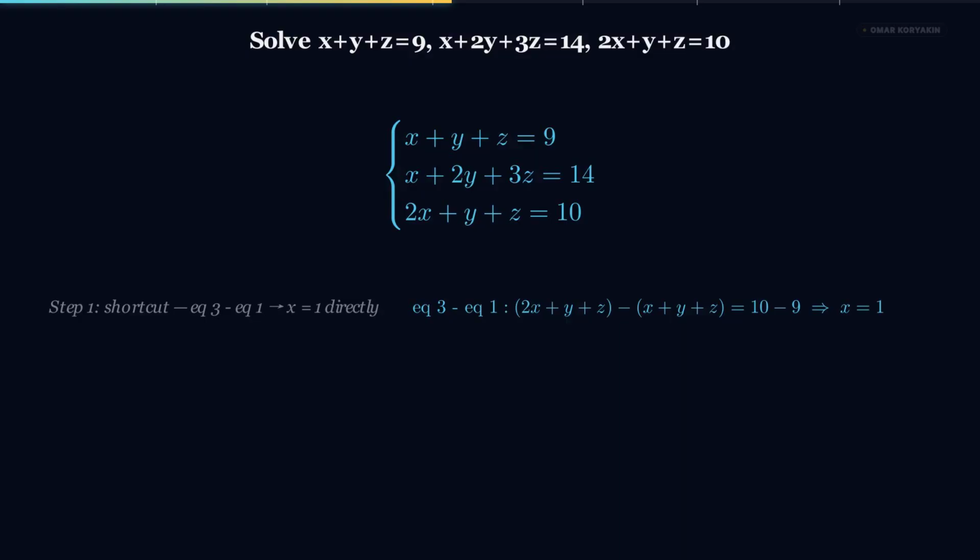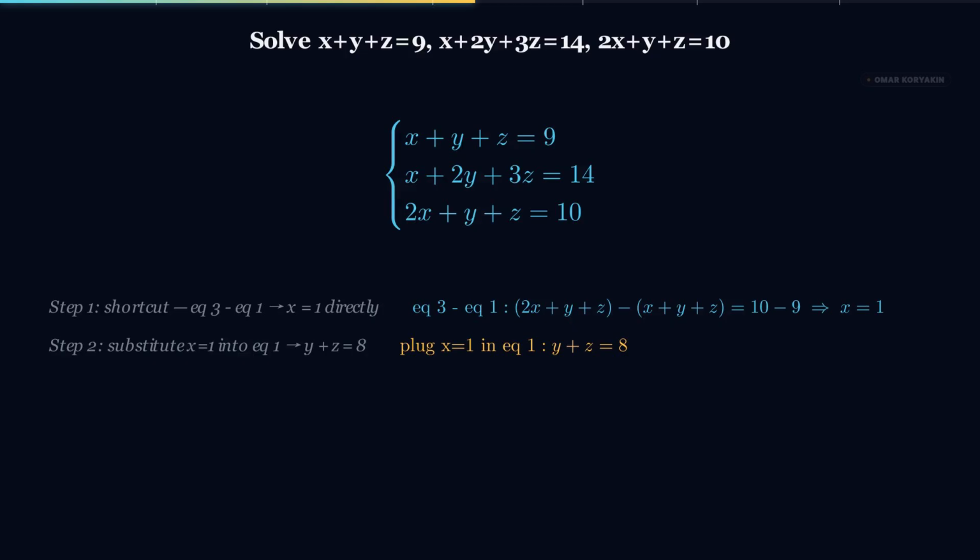Step 1. Eliminate x first. Use equations 1 and 3. Subtract equation 1 from equation 3. 2x plus y plus z minus the quantity x plus y plus z equals 10 minus 9, giving x equals 1. Wait, that elimination produced an immediate solution for x. Sometimes the structure of the equations gives a free variable solution at step 1. We have x equals 1 already.